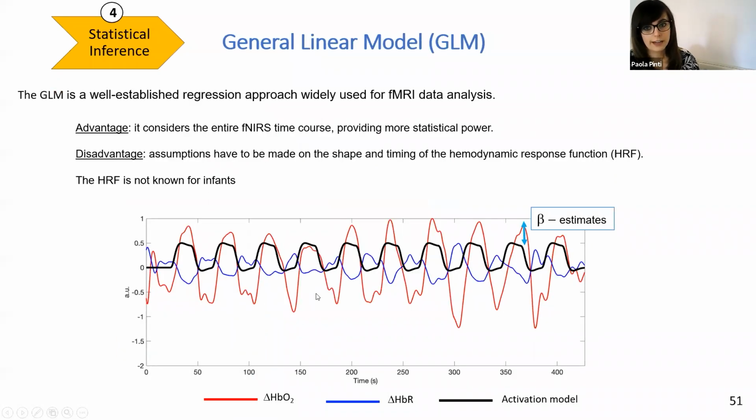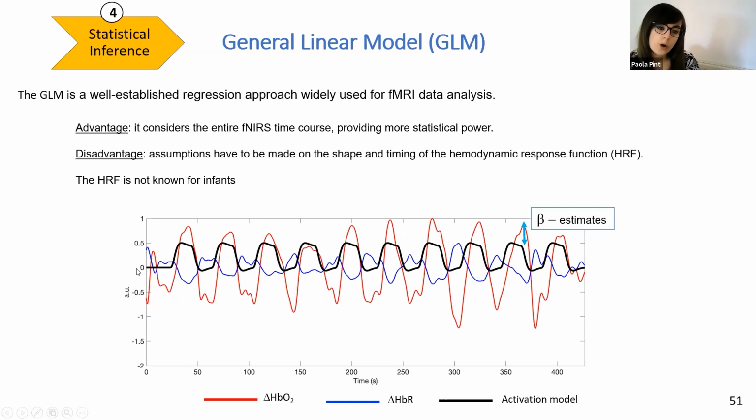In terms of the general linear model, very quickly, this is a very widely used method for functional MRI data analysis, but was also extended to the analysis of fNIRS data. What we do with the GLM is that we first create our activation model, here shown in black in the figure below. And this one represents how theoretically our hemodynamic response, our fNIRS signal, should look in response to our cognitive task. This is also called the regressor and will be part of the design matrix in the GLM.